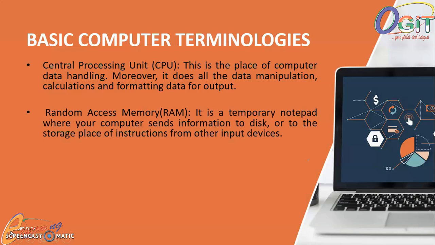Another one is the Random Access Memory, known as RAM. It is a temporary notepad where your computer sends information to disk or to hold the storage place of instructions from other input devices. Whenever a computer is processing a data, it loads it on the RAM for that moment that it is working on that particular data. So your RAM temporarily holds whatever your CPU is processing.